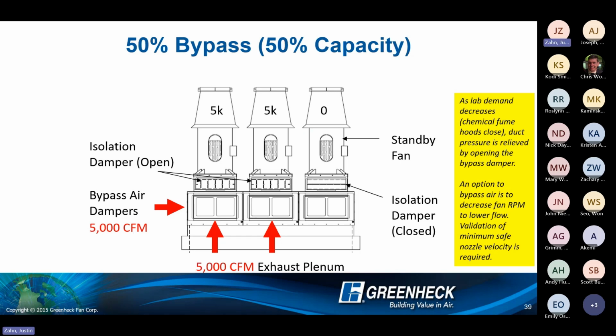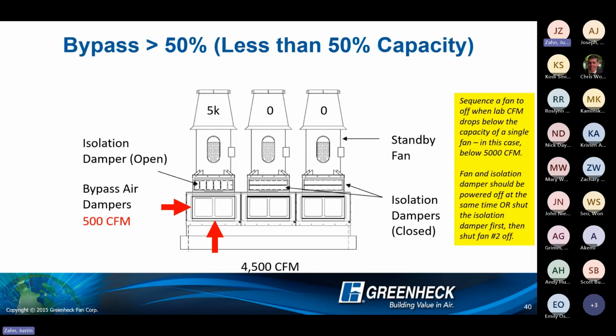As we move on, the CFM from the space below is going to keep decreasing a little bit. So now we are at 5,000 CFM and now 5,000 of additional bypass air, both fans taking on half of that 10,000 CFM load. Now, as the demand or the CFM from that space decreases enough, we are able to actually shut a fan off. The best way to shut a fan off: it says fan and isolation dampers should be powered off at the same time. Or what I like to recommend, what my boss likes to recommend, is shut the isolation damper first, then shut the fan off.